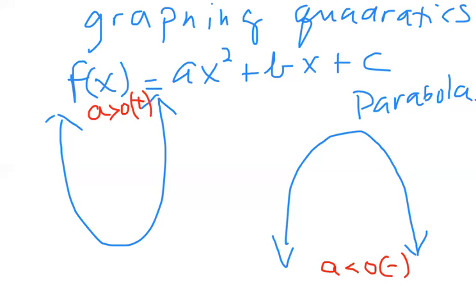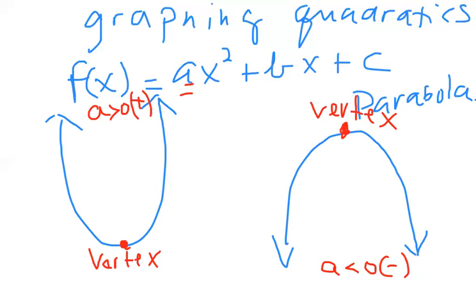Yeah, that's easy. So look at your A value. If it's positive, it opens up. If it's negative, it opens down. Now, guys, the most important point on the graph of a quadratic is the turning point. The turning point is referred to as the vertex, okay? The lowest point on the graph, the turning point on the graph of a quadratic is called a vertex.